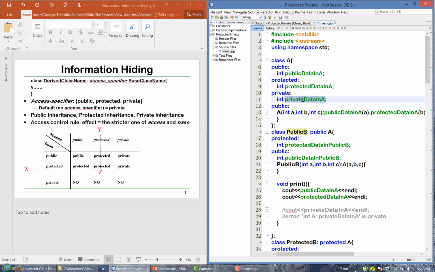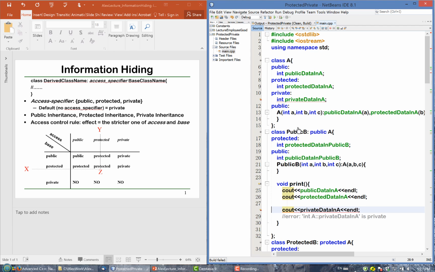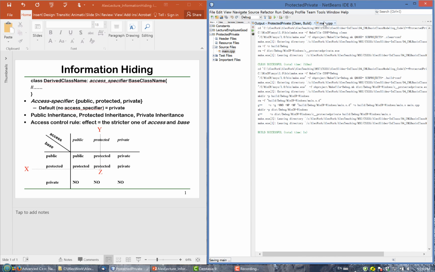For private data and functions in the base class, they cannot be accessed by the derived class because that's private. For example, here in this public B class you cannot access private data in A. And if you do that, for example, if you uncomment this and you try to compile, it will give you this error. So I comment that out, compile, and it works.